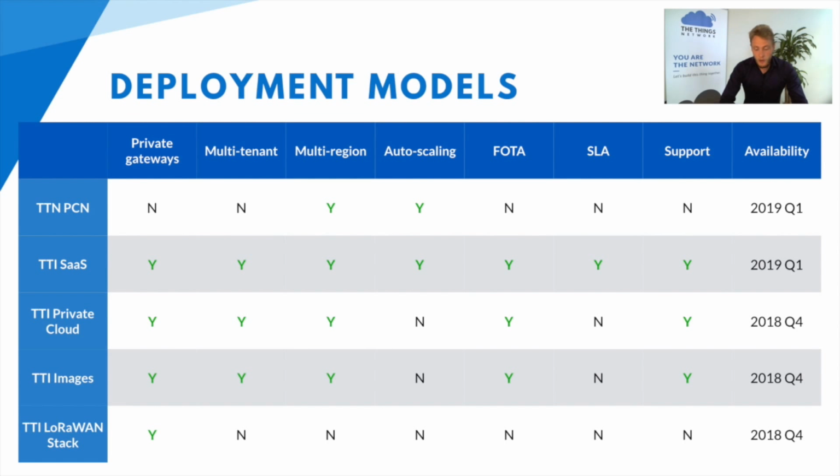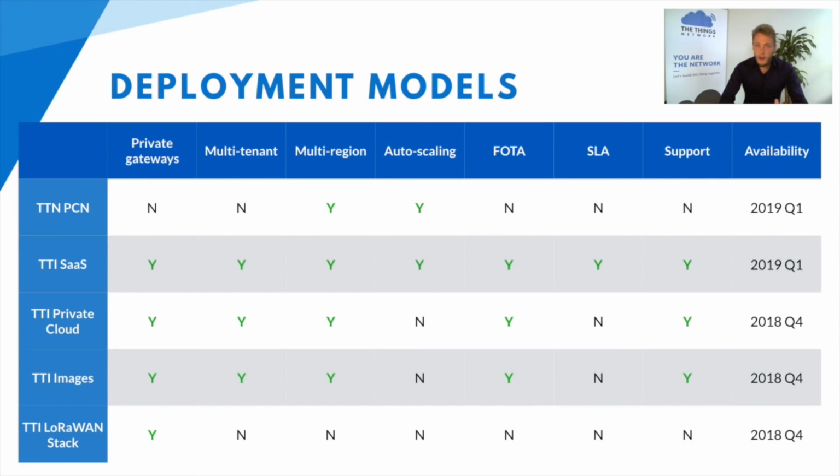So the Things Network v3 public community network is a multi-region deployment that also scales automatically. The Things Industries v3 SaaS is really our flagship offering that supports private networks. It's multi-tenant, multi-region, scales automatically, supports FOTA, as well as an SLA and support. The Things Industries v3 private cloud and images give you more control. They also support private networks, multi-tenant, multi-region, and also support FOTA as well as our support.